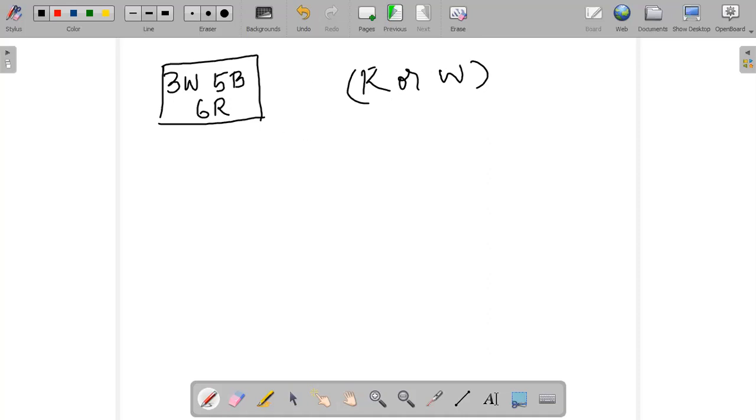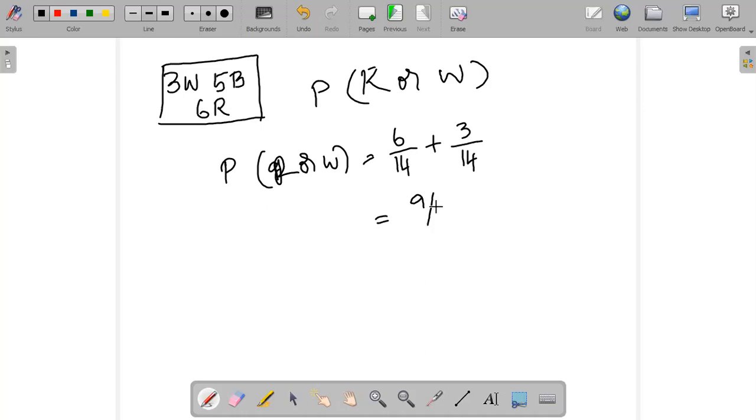It is red or white. Getting it, 9 by 14. Yes, yes. How did you get it? You have put the addition formula, right? Yes. So that is 6 by 14 plus 3 by 14. So this is 9 by 14, because here red, which is 6, and white, which is 3, are favoring, and this will be the total, right? So that's it.